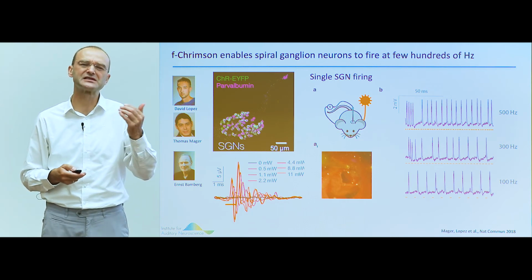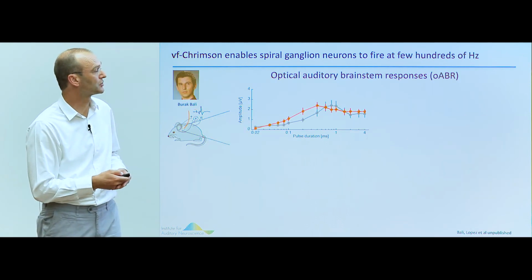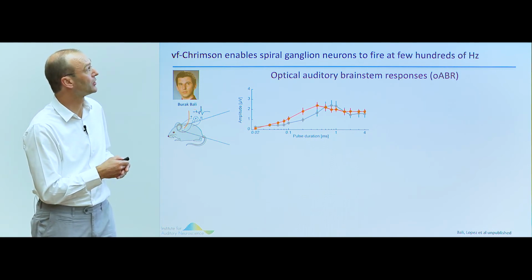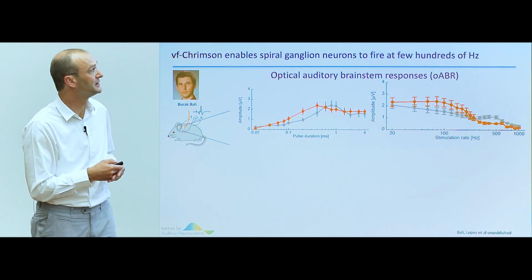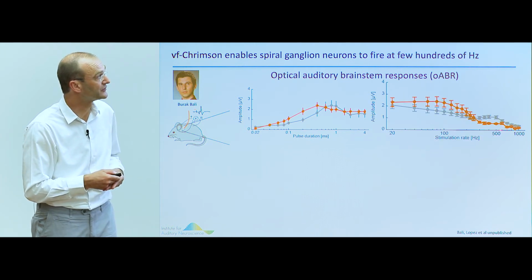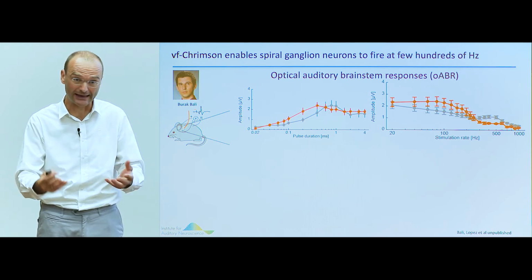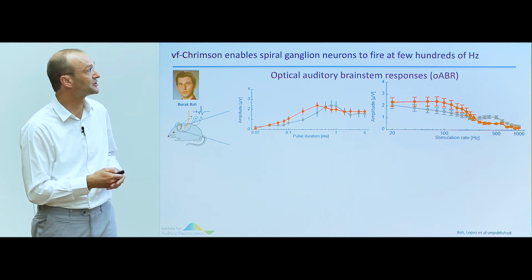We thought to go even a little step further. What about very fast Crimson? And this is work in progress, and I just want to share some preliminary data with you. This is using auditory brainstem responses, and we're comparing a trafficking optimized version and the original VF Crimson, and we can see that short light pulses are sufficient to trigger response. We can also go at very high rates, up to 500 Hertz, and still have these auditory brainstem responses. So it really helps to use very fast channel rhodopsins to drive the auditory system.